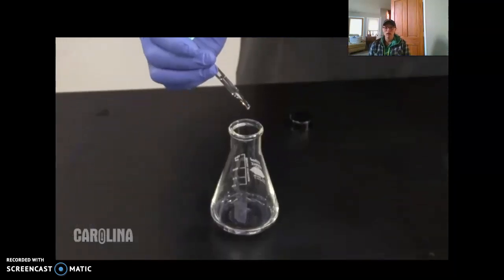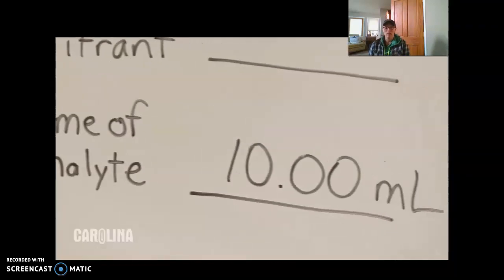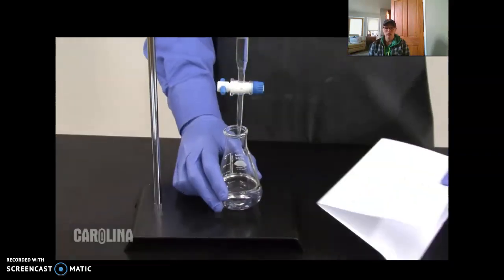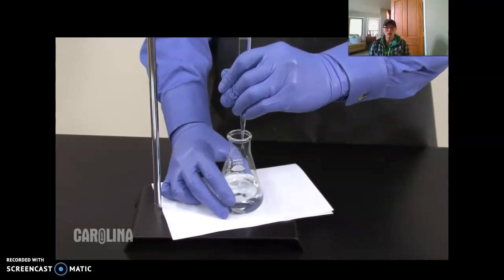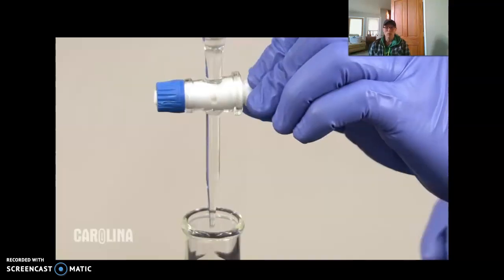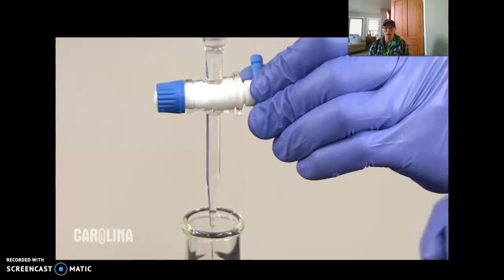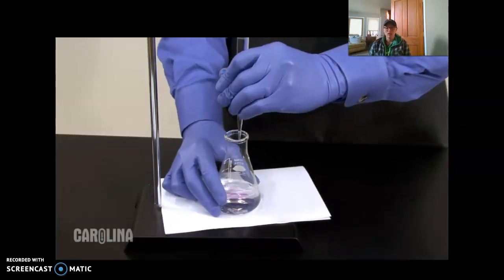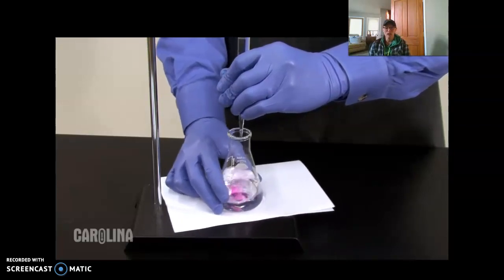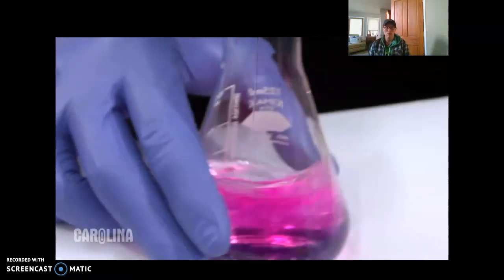So here they've put a set amount that they knew, and they put some indicator. That was the second drops that he put in. And so now what he's doing is stirring it and just slowly adding a bit more of the base, which is what he has in the burette. And as he adds it, he's getting it to a place where you can see it kind of turns pink and then it goes away, and he's getting it just to the point that it barely turns pink.